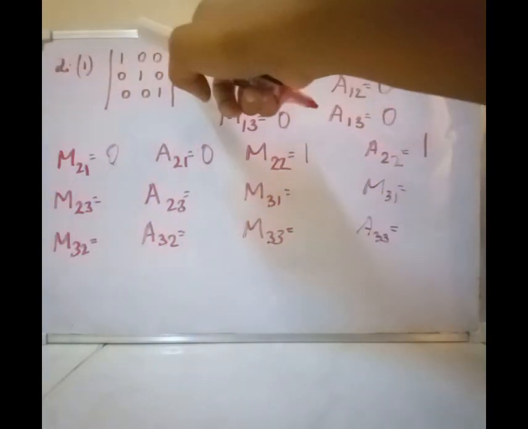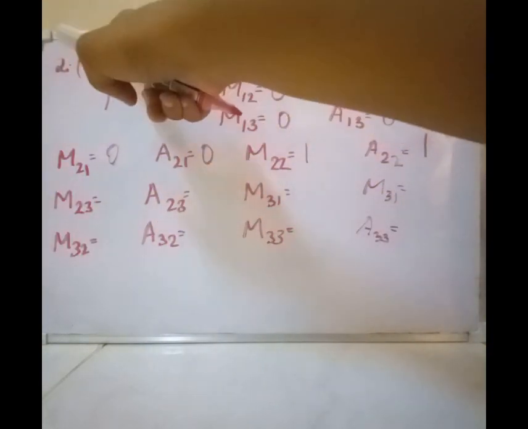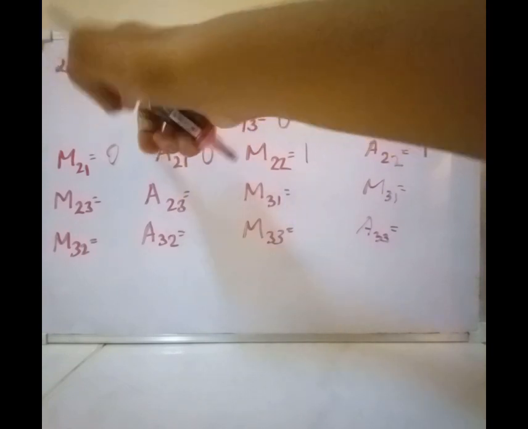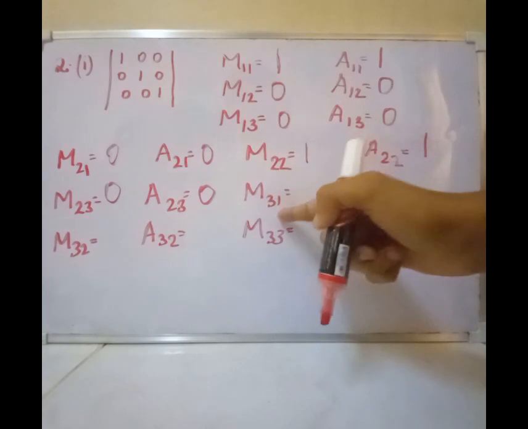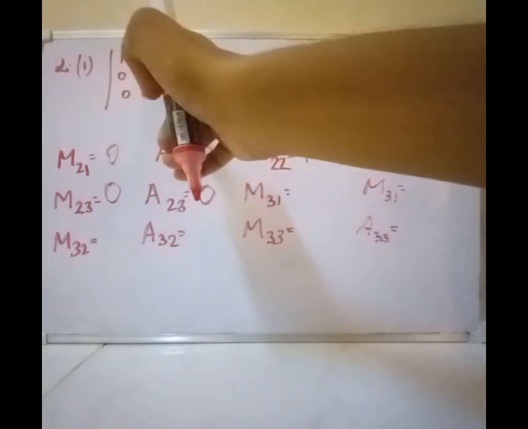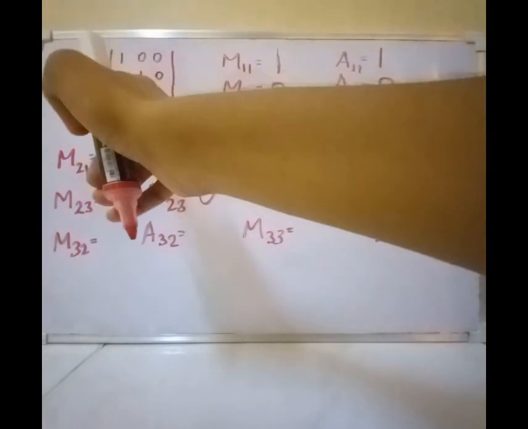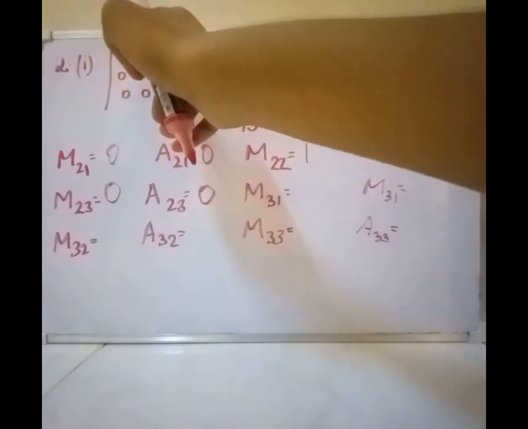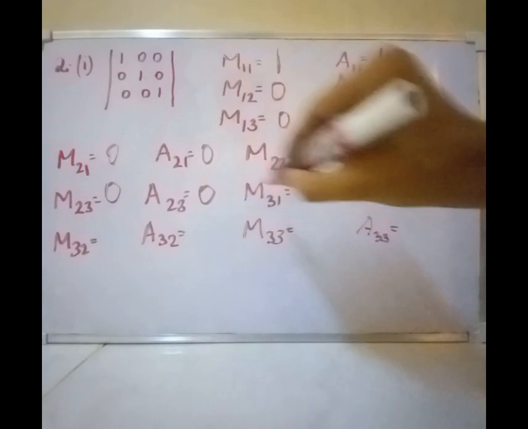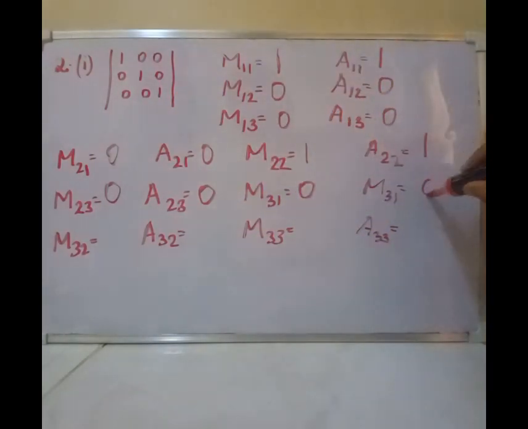So cancel out the second row and third column. So it will be 1 into 0 minus 0 into 0. So 0, and this also will be 0. M31, third row and first column. So the elements left out will be these 4. 0 into 0 minus 0 into 1 would be 0. So this also will be 0.